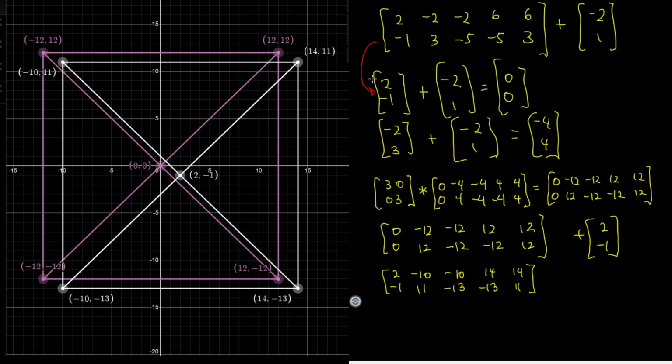So again, from here to here, we have translation. From here to here, we have a dilation. And then from here to here, we have another translation. And that's how this is done. Now, there is a way to do this where you can just do matrix multiplication, and that is what we are going to do in the next video.